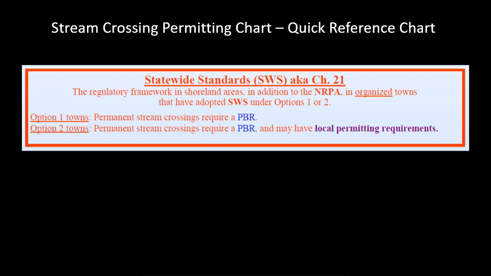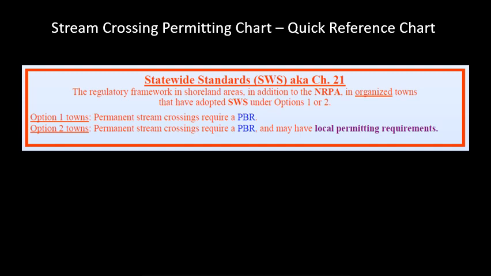Now moving on to towns that have adopted statewide standards for timber harvesting in shoreline areas, also known as Chapter 21. Most of these towns have adopted these standards under Option 1, which means they've turned over full enforcement authority to the Maine Forest Service, and in this case only a permit by rule is required for a permanent stream crossing. Some towns have adopted these standards under Option 2, which is a joint enforcement effort between the town and Maine Forest Service. And in this case, a PBR is also required for a permanent stream crossing, but they may also have some local permit requirements.